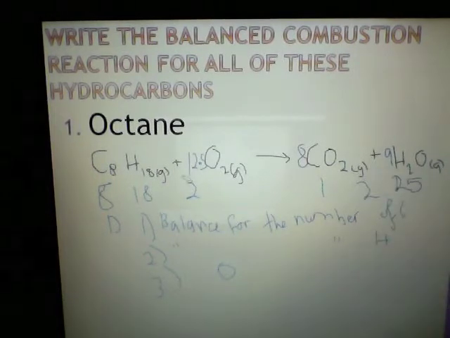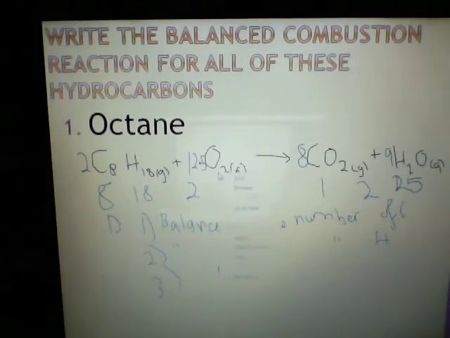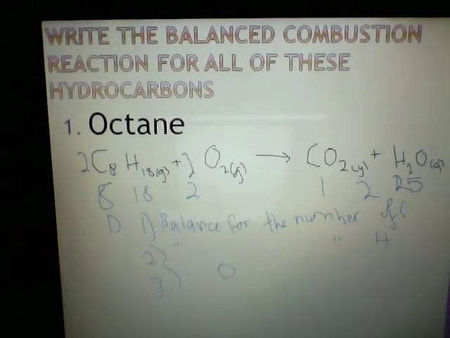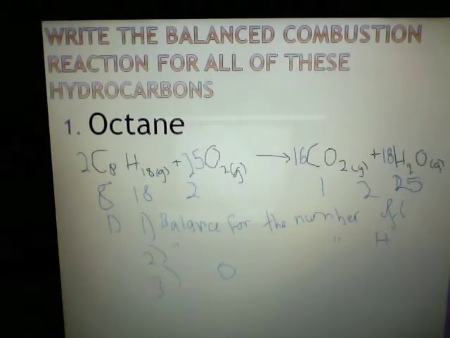That's simple to change. All we have to do is multiply everything by 2. So 1 times 2 is 2, 12.5 times 2 is 25, 8 times 2 is 16, and 9 times 2 is 18. So we have successfully balanced for octane.